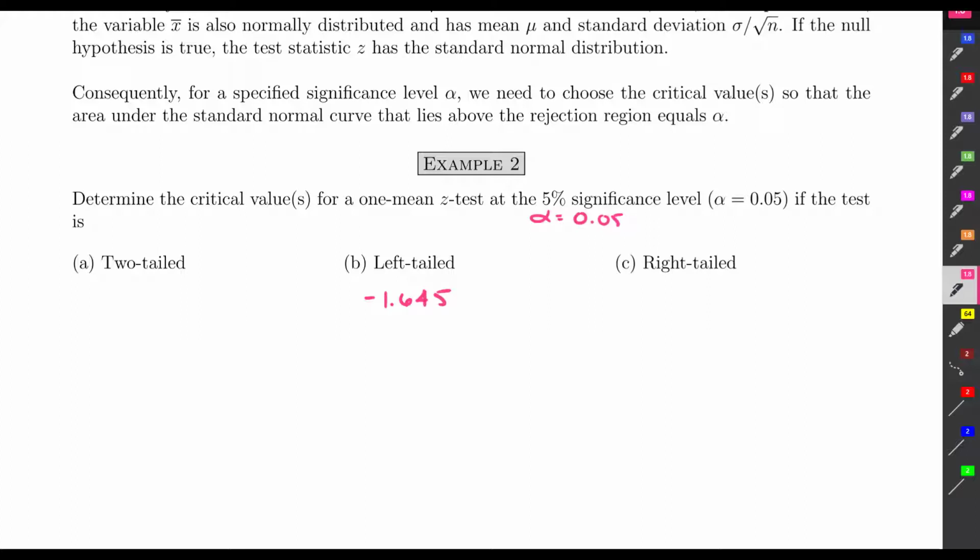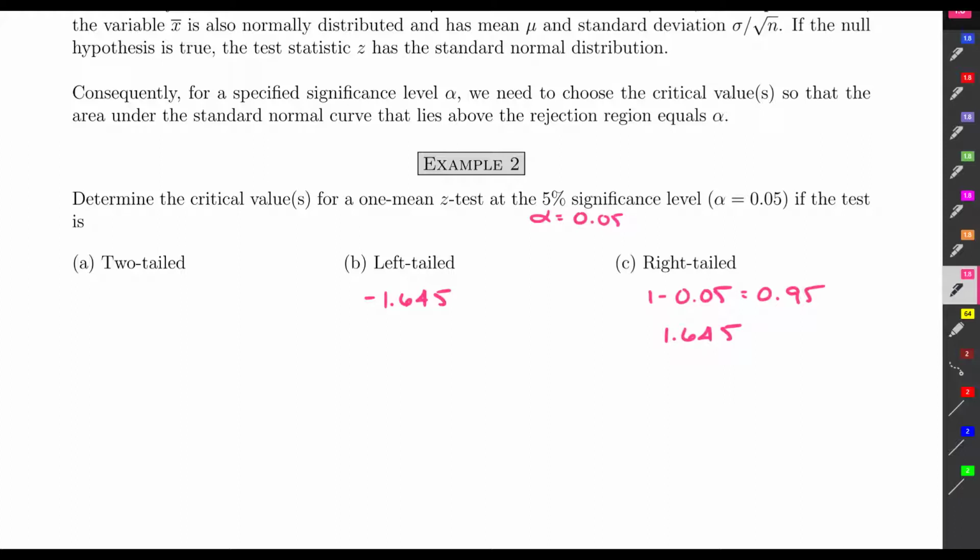For a right-tailed test with the same significance level, remember if it's right-tailed, we're looking at the shaded region to the right. Our z-table gives us shaded regions to the left. So we have to take 1 minus our significance level, and we get 0.95. So we're looking for a z-score that has a shaded region of 0.95 to its left, which also happens to be the opposite of the left-tailed value, which should be 1.645.